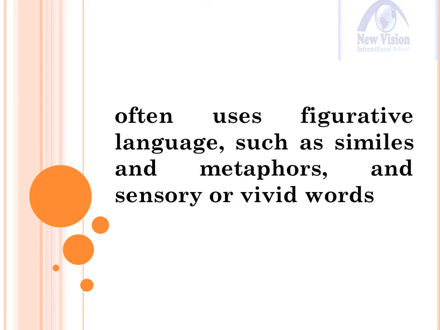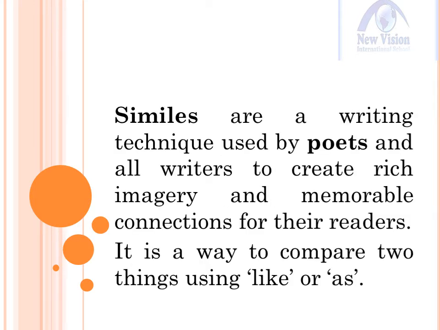The second key feature of a rhyming poem is that it often uses figurative language such as similes and metaphors and sensory or vivid words. Similes are a writing technique used by poets and all writers to create rich imagery and memorable connections for their readers. It is a way to compare two things using like or as.